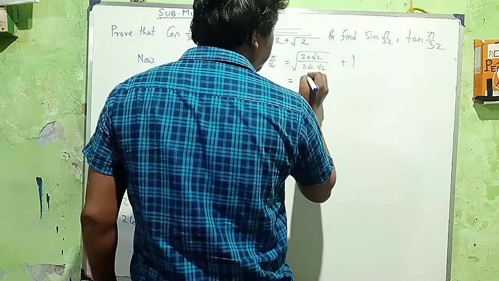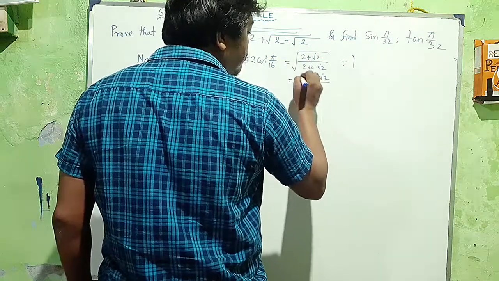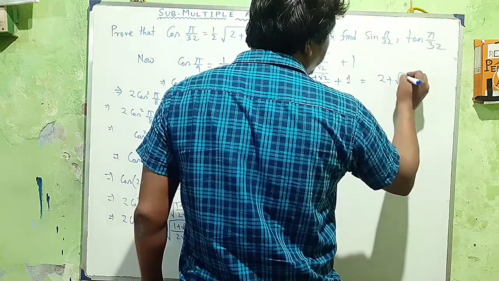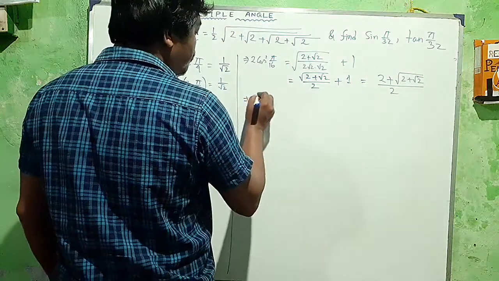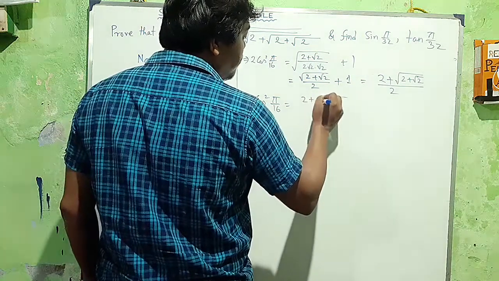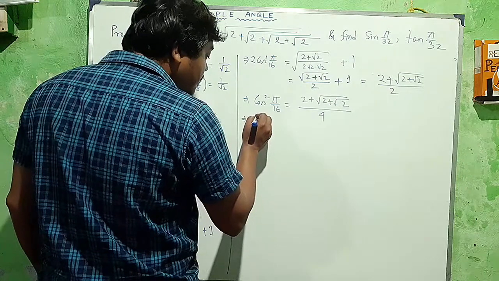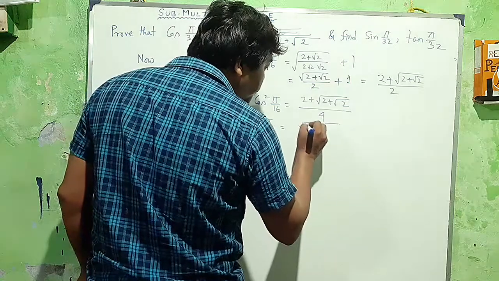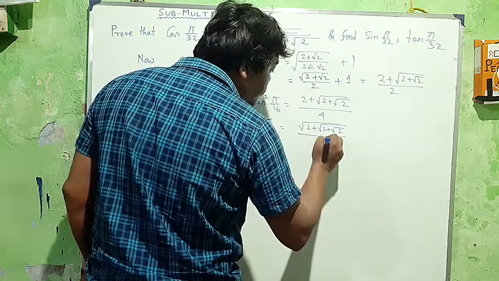So that gives 2 plus root 2, root 2 into root 2, that is 2, 2 into 2, 4. So outside 2 plus 1. So that gives 2 plus square root of 2 plus root 2 by 2. So cos square pi by 16 equals 2 plus square root of 2 plus square root of 2 by 4. So that gives cos pi by 16 equals square root of 2 plus square root of 2 plus root 2 by 2.